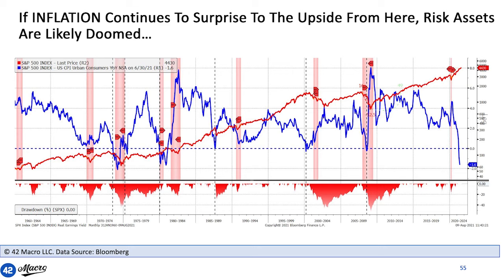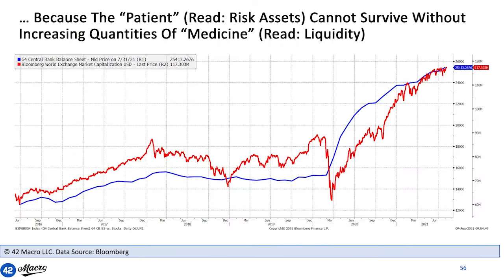On slide 56, the patient cannot survive without increasing quantities of medicine. This chart shows the G4 central bank balance sheet relative to world equity market cap. So obviously, those lines are incredibly correlated. We understand why they're incredibly correlated.